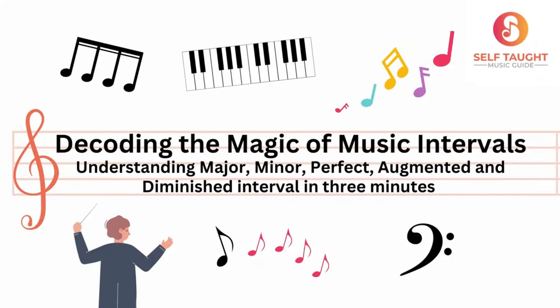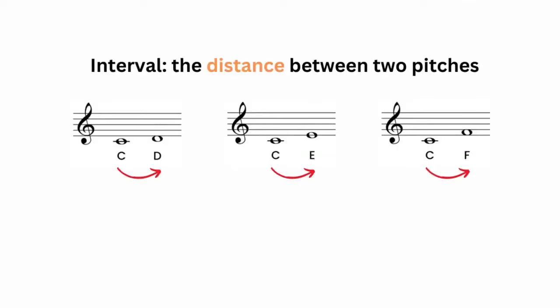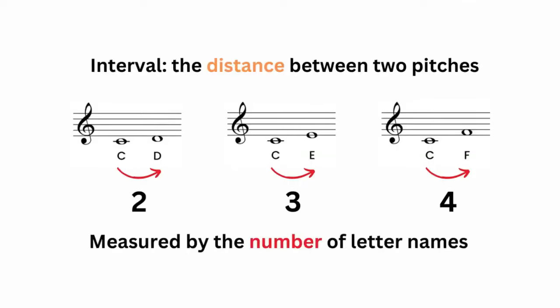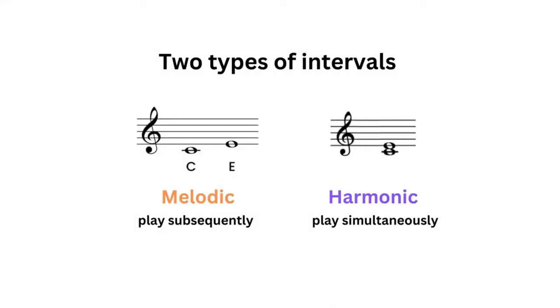Interval is an essential concept in understanding and analyzing melodies, chords, and harmonies. In music theory, an interval refers to the distance between two pitches or notes. It is measured by the number of letter names. Intervals can be classified into two main types, melodic intervals and harmonic intervals. Melodic intervals are played sequentially one after another, while harmonic intervals are played simultaneously.